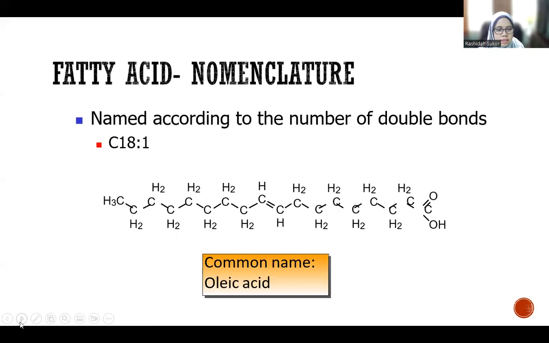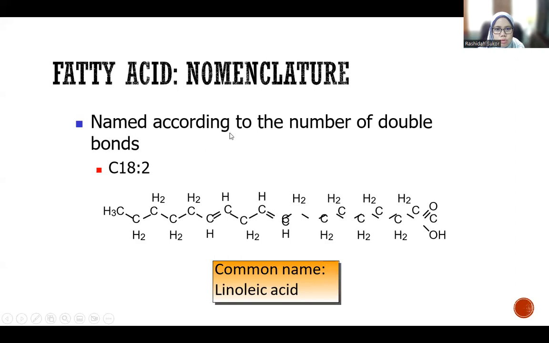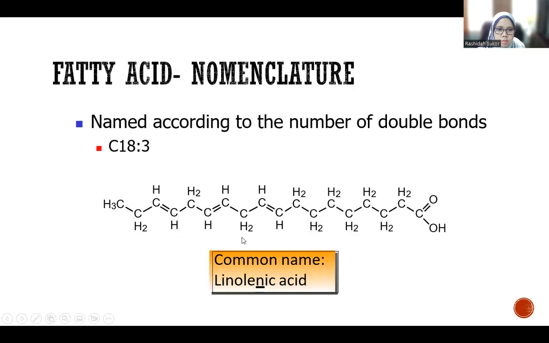And then 18:2, this one is linoleic acid. The chain moves a little, but counting from here, 1, 2, 3, 4, 5, 6, 7, 8, 9, 10, 11, 12. So the locations are 9 and 12. 18:2 has 2 double bonds and 18 carbons, with the double bonds at 9 and 12. For linolenic acid, normally it is 9, 12, 15.